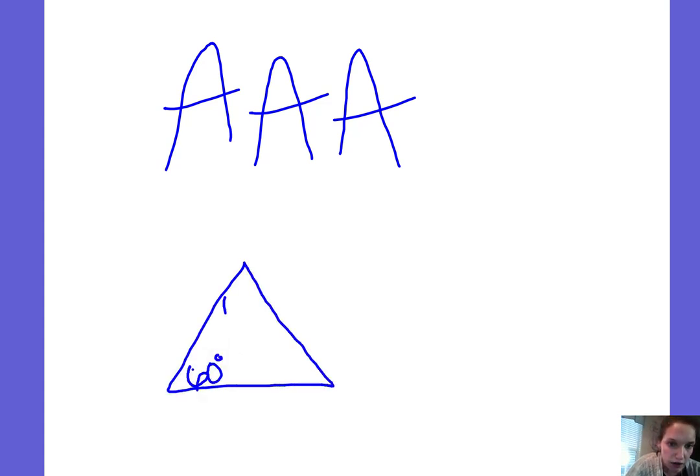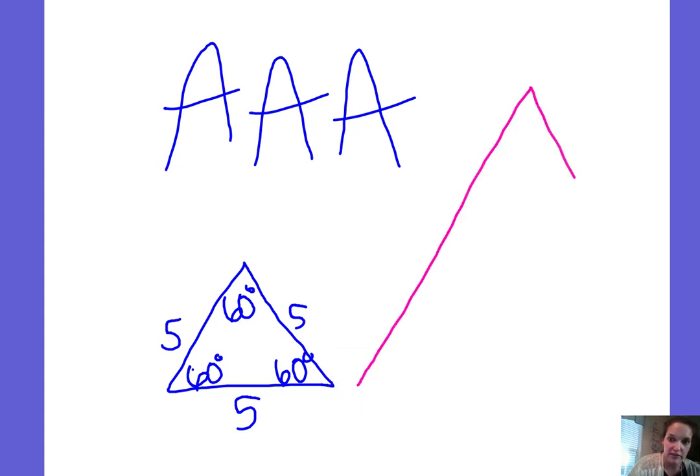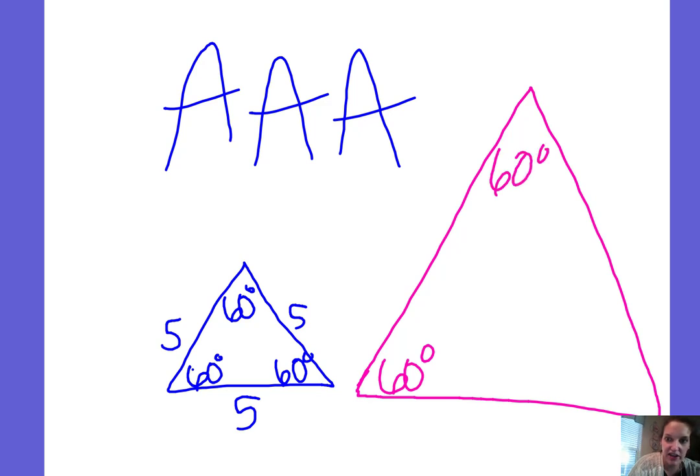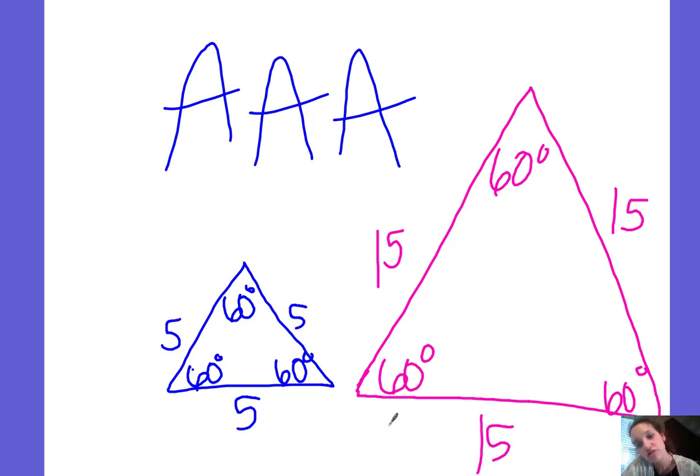A perfect example would be an equilateral triangle. So we know in an equilateral triangle that all three angles are 60 degrees. So here's an equilateral triangle, and let's say all of its sides are 5. Well, we have big equilateral triangles and we have small equilateral triangles. Here's a big equilateral triangle. All of the angles are still 60 degrees. But this guy, let's say its sides are 15. This blue equilateral triangle is really tiny. This pink equilateral triangle is gigantic.